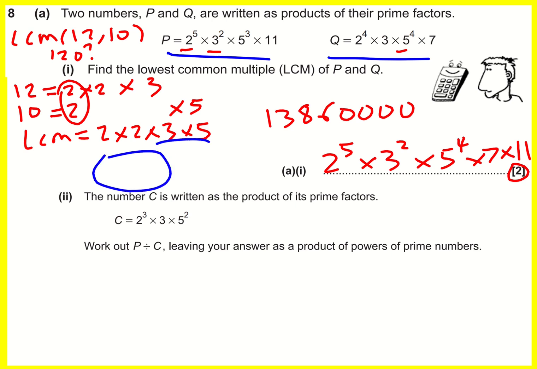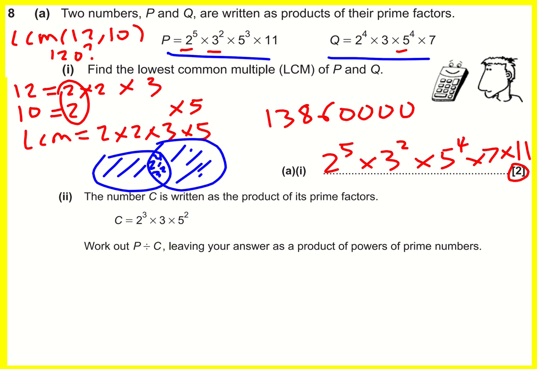Sometimes this is taught using a Venn diagram. Write the shared factors in the middle. And we could do it quickly, I suppose, by writing 2 to the 4 and 3 squared, etc., and then writing the other ones either side, and then you multiply all of that together. But this is the quickest way, just finding the highest power that goes into one of them, if that makes sense. If we've got a 2 to the 5 and a 2 to the 4, then we take the 2 to the 5.